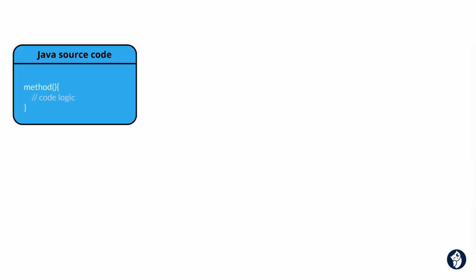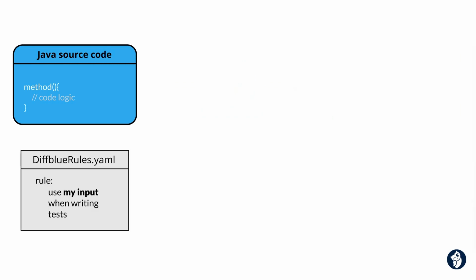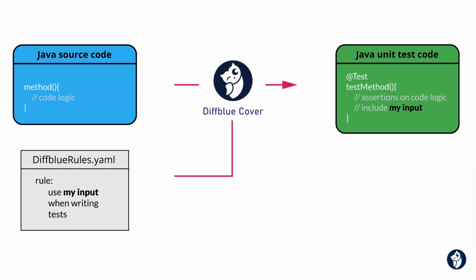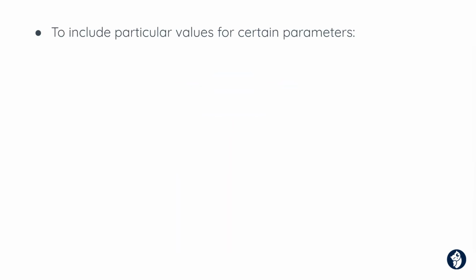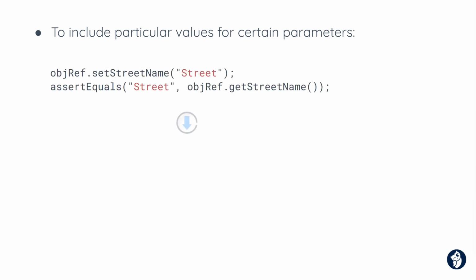To control inputs which go into unit tests, users can add a YAML file at the root of the Java module being tested. Customization is done by listing one or more Diffblue rules which target parameters, methods, and classes. Diffblue Cover will then use these rules when writing unit tests. Diffblue rules might be redundantly used to change values of certain method parameters.